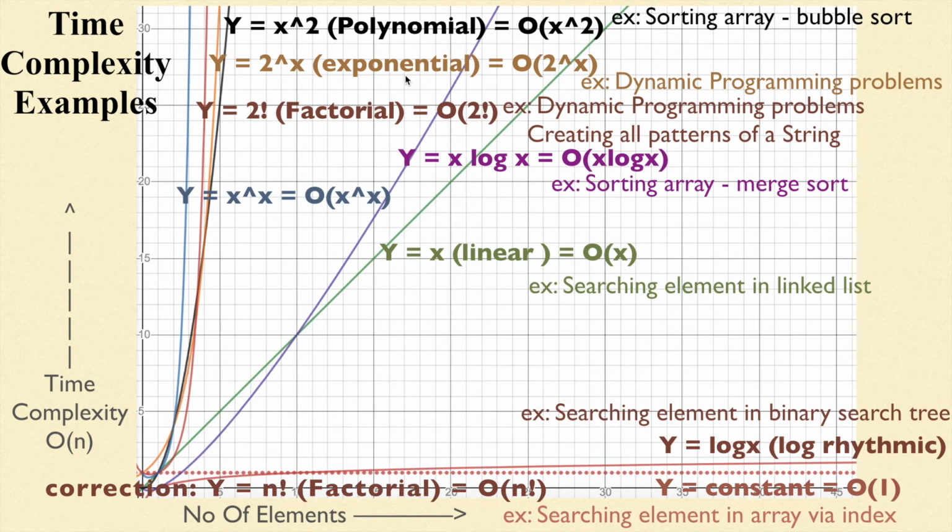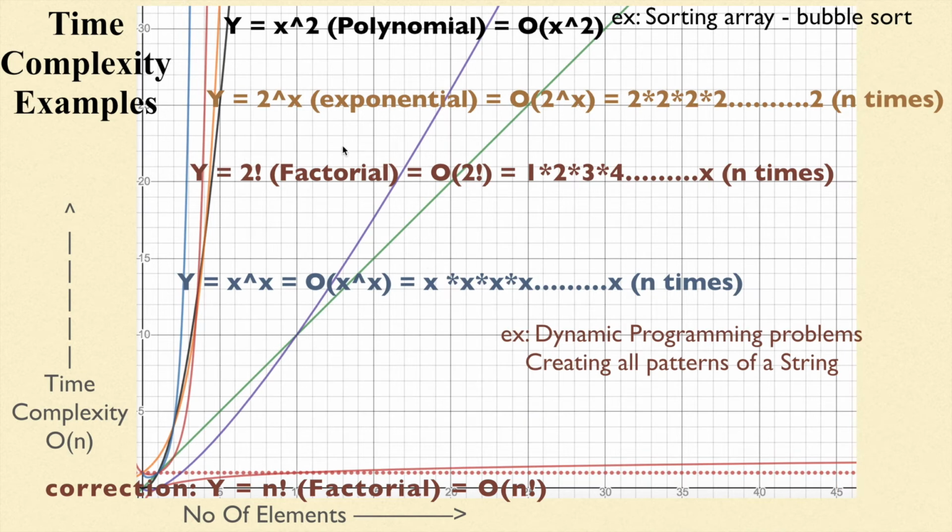Then the next comes exponential time complexity. All the dynamic programming equations fall into exponential, then factorial, then x raised to power x time complexity. So basically, if we look at the 2 raised to power x exponential time complexity, then dynamic programming problems come into it. Then the next comes the factorial time complexity. Then other dynamic programming problems come into it, like creating all patterns of a string, which is one example that takes factorial time complexity.